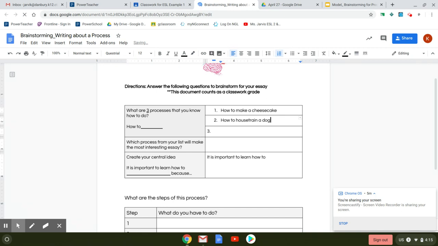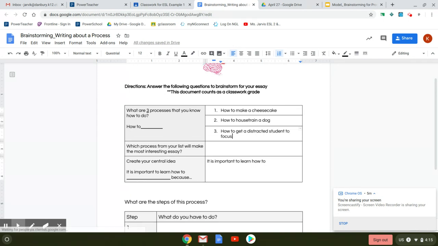I took care of a lot of foster dogs where I take care of them before they have owners, and so I've done it many times. And I also know how to get a distracted student to focus. These are 3 things that I know how to do. Now I'm thinking, which one is going to make the best essay? This is going to sound more like a recipe. This is interesting, but maybe not everyone has a dog. I'm going to choose number 3, how to get a distracted student to focus.